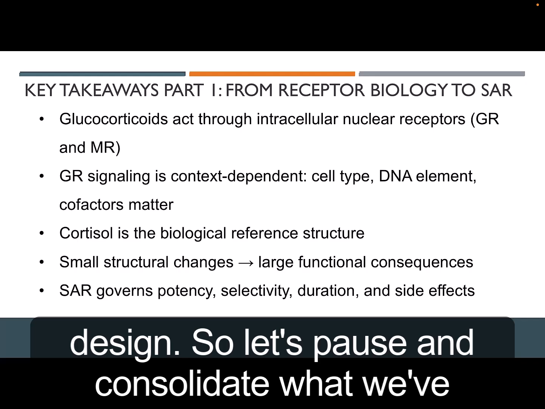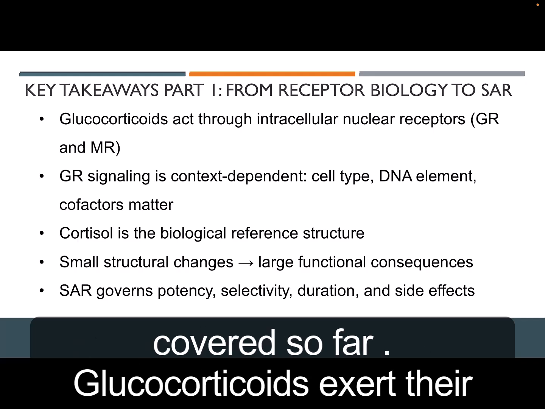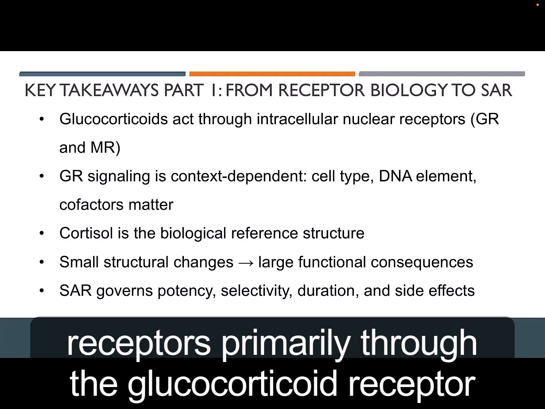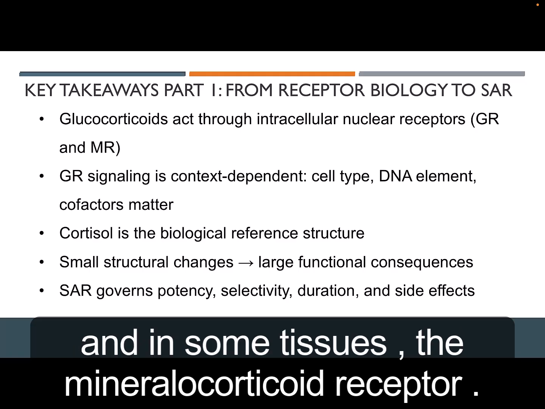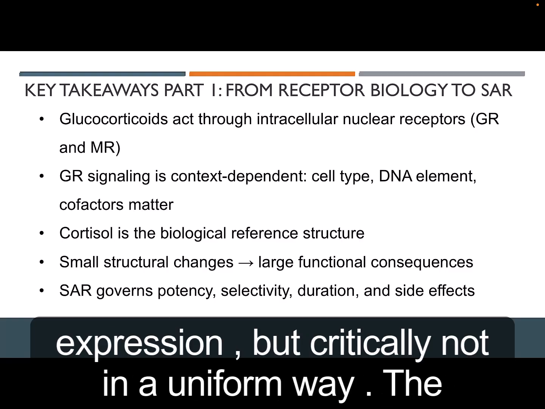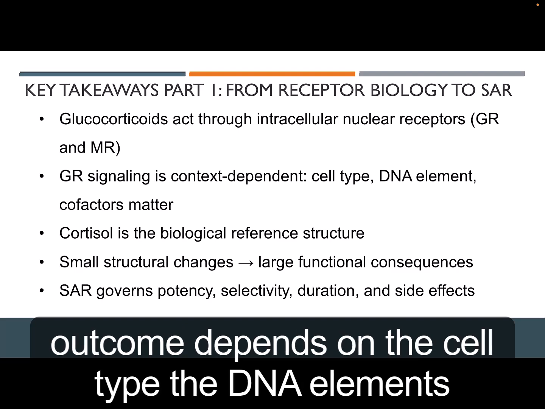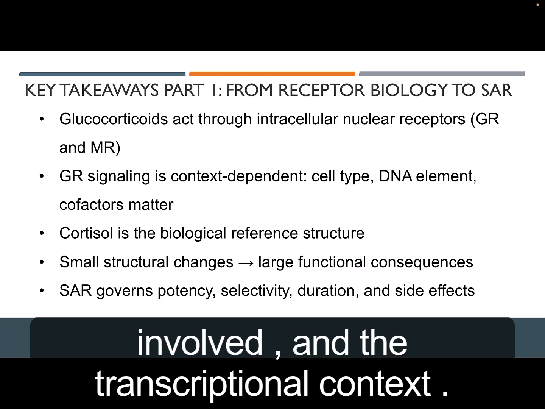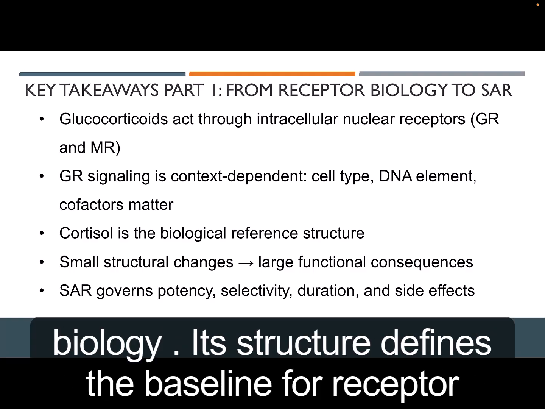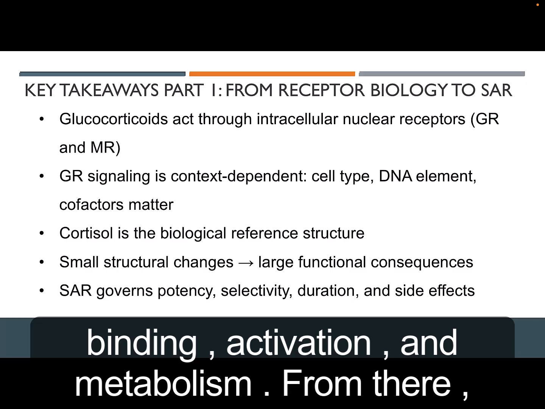So let's pause and consolidate what we've covered so far. Glucocorticoids exert their effects by binding intracellular nuclear receptors, primarily through the glucocorticoid receptor, and in some tissues, the mineralocorticoid receptor. Once activated, these receptors regulate gene expression, but critically, not in a uniform way. The outcome depends on the cell type, the DNA elements involved, and the transcriptional context. Cortisol serves as the natural reference point for all of this biology. Its structure defines the baseline for receptor binding, activation, and metabolism.